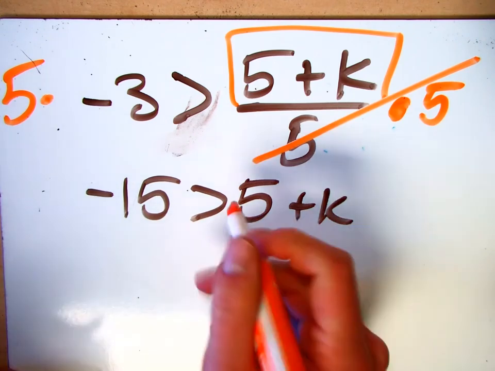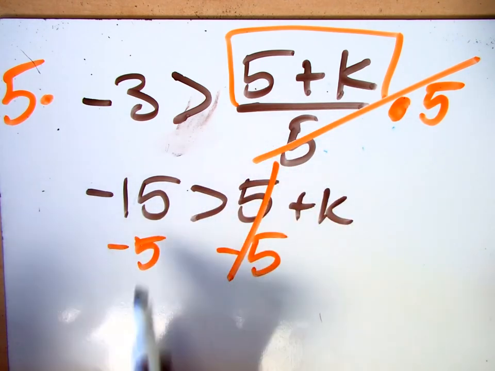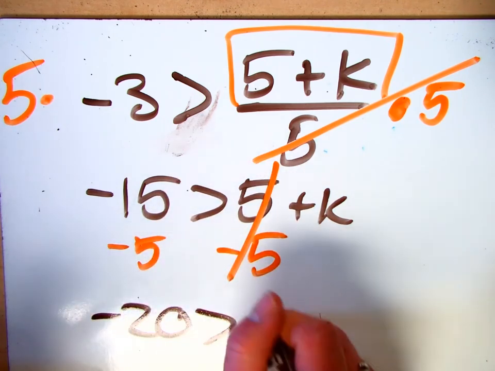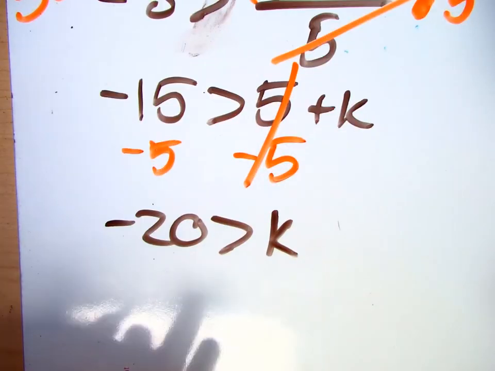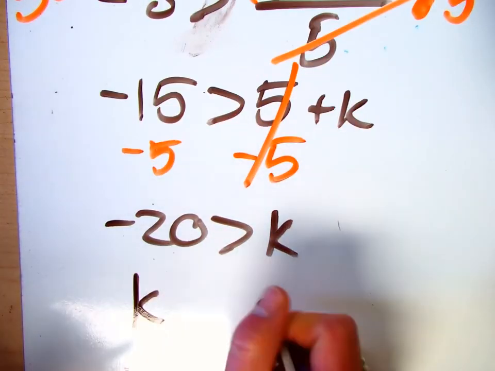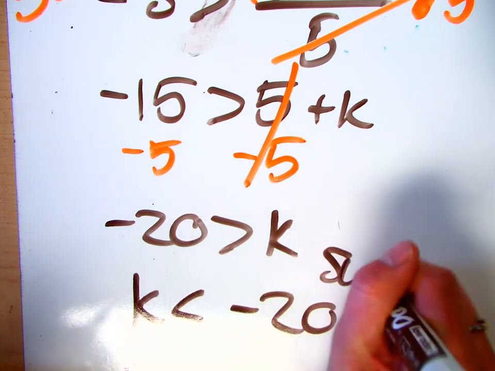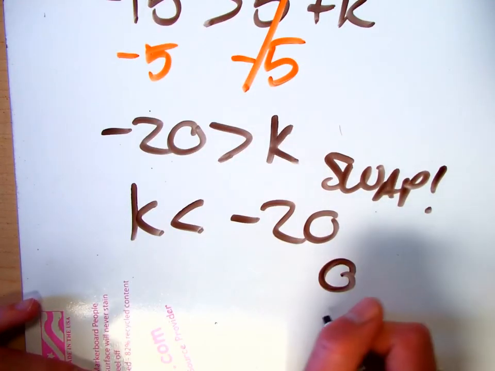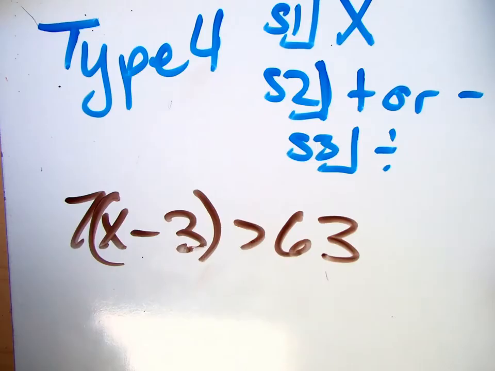To get the k by itself, I'm going to subtract 5 on both sides. 5's cross out. Negative 15 minus 5 is negative 20. Inequality symbol stays the same direction. K is all by itself now. And since it's backwards, I'm going to go k first, negative 20 at the end, and swap the direction of the inequality symbol. To shade it, we'll have an open circle over negative 20 to the left.